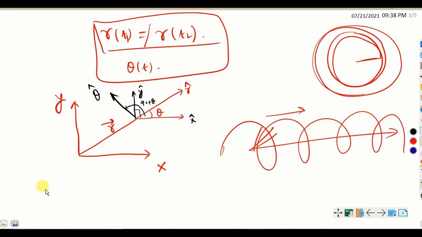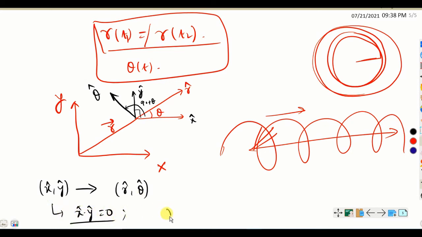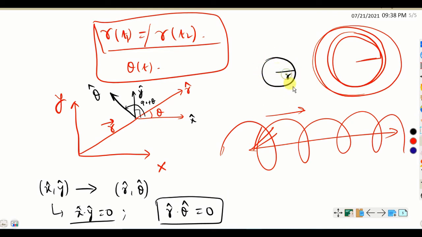Now can we express everything, where we had x hat and y hat, in terms of r hat and theta hat? In the Cartesian coordinate system we had x hat dot y hat equal to 0. A similar thing will happen here: r hat dot theta hat will be 0. Here we will follow the symmetry that if any particle is moving in a circle, we can use the variables r and theta. So if my coordinate system is circular, it will be very much simplified for us, and we don't have to worry about x hat and y hat.